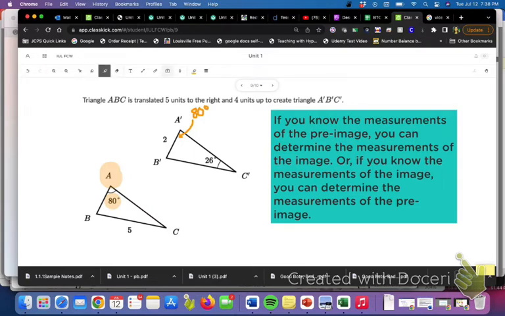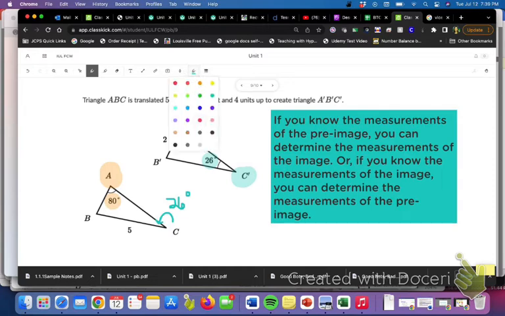So by that same logic, if I know that angle C prime is 26 degrees, then I know as well that the measurement of the pre-image, angle C, is also 26 degrees as well. And it doesn't give me the measure for either B or B prime, but remember from 7th grade that all triangles have 180 degrees total within all of their angle measurements. So I didn't say that very well. If you add all the angles together inside of a triangle, they add up to 180 degrees.